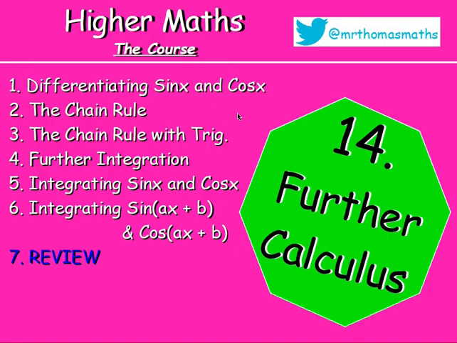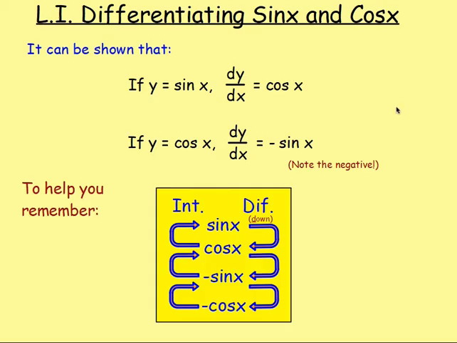So, chapter 14, further calculus. Let's go for it. At the start we looked at differentiating both sin x and cos x. If you differentiate sin x, you get cos x. If you differentiate cos x, you get negative sin x. There is this little diagram. If you write down sin, cos, negative sin, negative cos, or S, C, negative S, negative C, then to differentiate means you are going down the way. So sin becomes cos, cos goes to negative sin, goes to negative cos, goes back to sin. If you integrate, you go the other way, but we will get on to that.